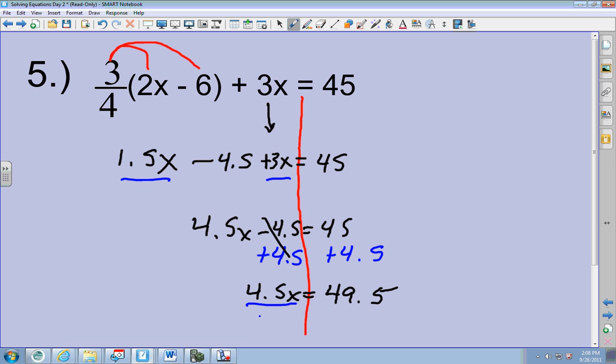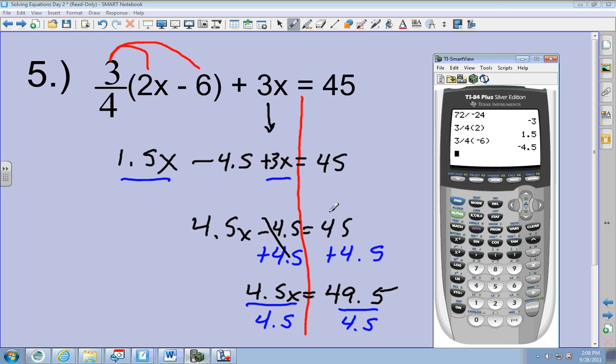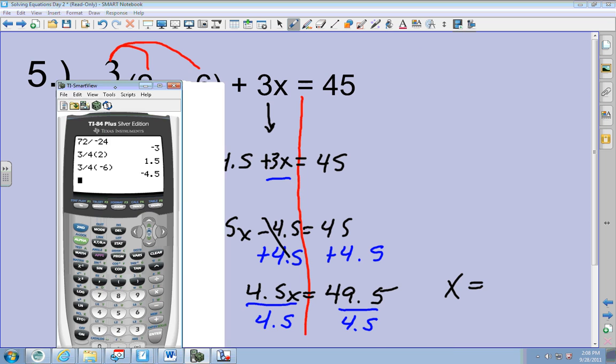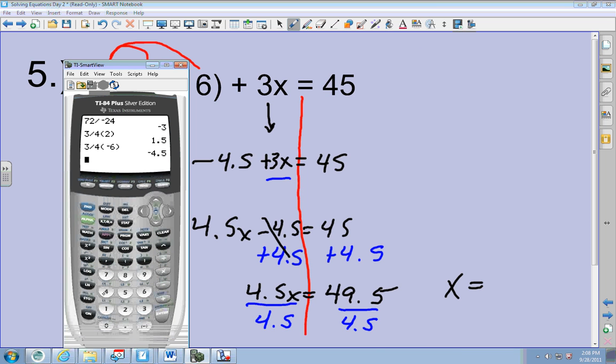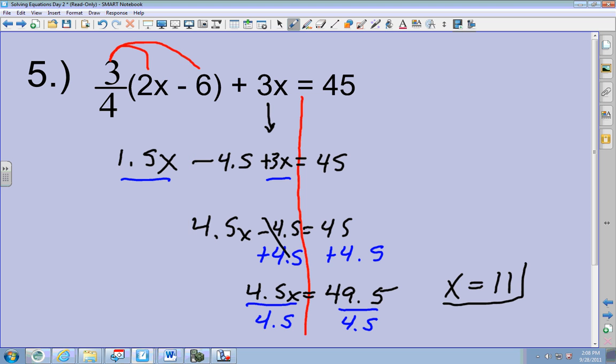Divide by 4.5. X equals, okay, what do we have here? Let me pull this over here. Let's see. I've got 49.5 divided by 4.5. Enter. It equals 11. There's my answer.